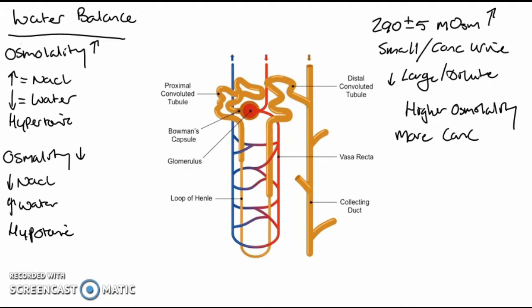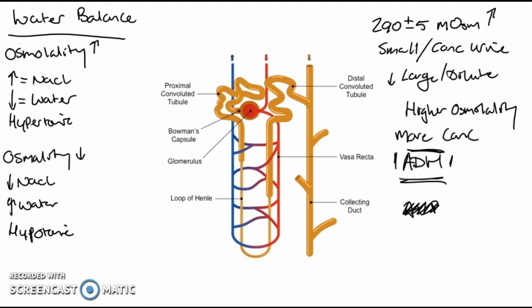All of this is under the control of something called anti-diuretic hormone. You may see this written down as vasopressin. You may hear it as arginine vasopressin. It is not arginine vasopressin, it is anti-diuretic hormone, because this is the easiest way to remember what it does. It stops you from diuresing. If you diurese, you get rid of water. Therefore, this is there to make your urine more concentrated.